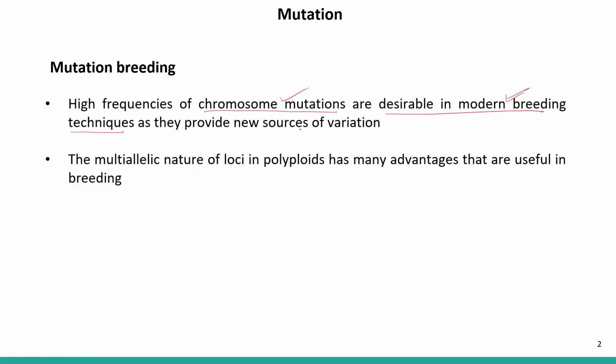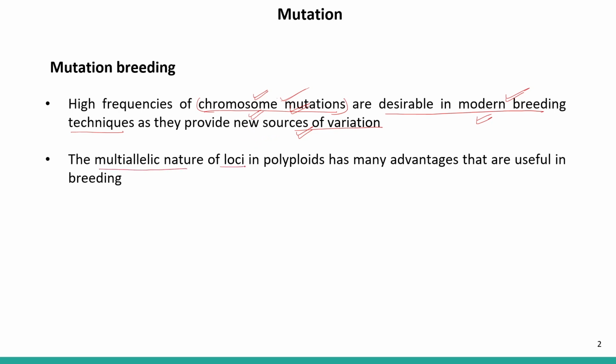They provide a new source of variation. By this chromosomal mutation, there is variation in the organism. That is why chromosome mutation is required for the formation of new varieties of crops. So in modern breeding techniques, we need chromosome mutation so that we can make different, new varieties of crops.